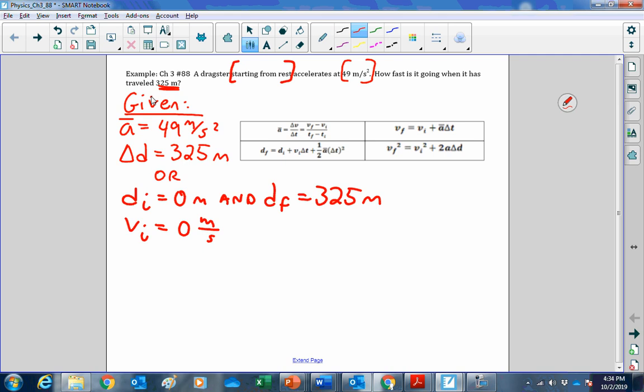Okay, and then they'd like to know how fast is it going when it's gone this far, meaning how fast is it going later on? So they're asking for VF.